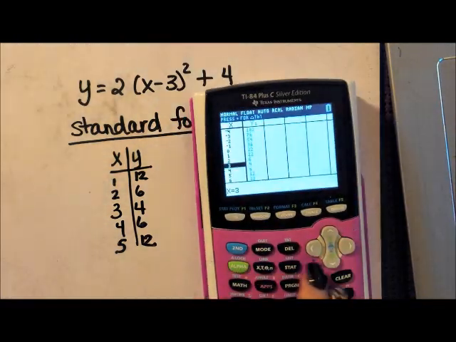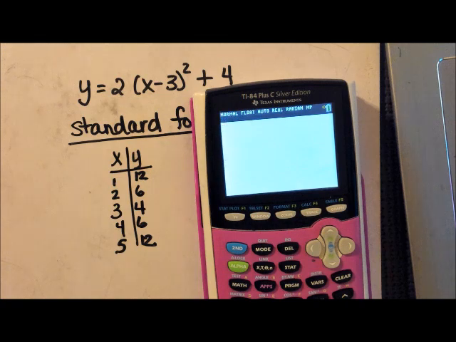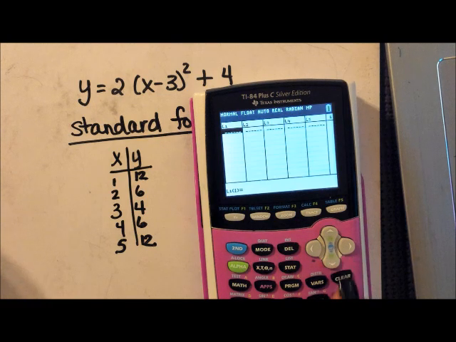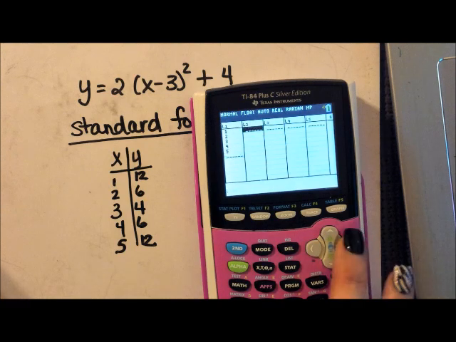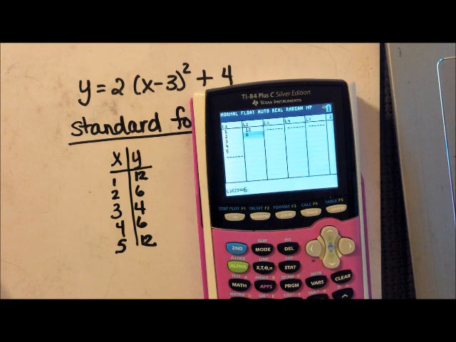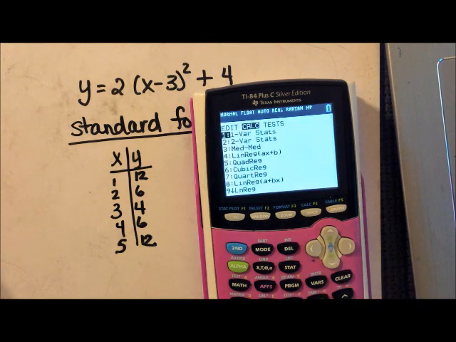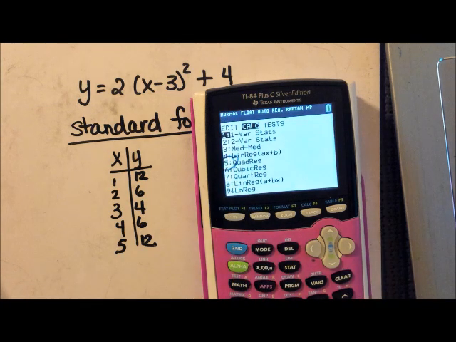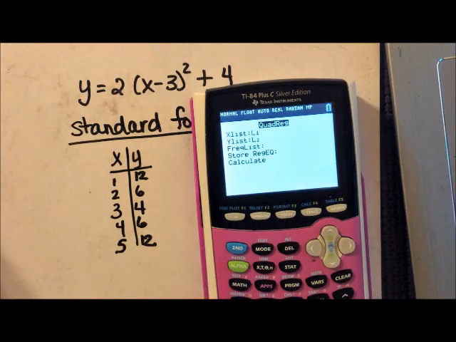Let's do this. We're going to go to Stat, Edit. Let me clear all this out. And we are going to plug in our table. 1, 2, 3, 4, 5, 12, 6, 4, 6, 12. I'm going to go back to Stat, Calculate, and I'm going to do a quadratic regression, number 5. Enter, enter, enter, enter, enter.